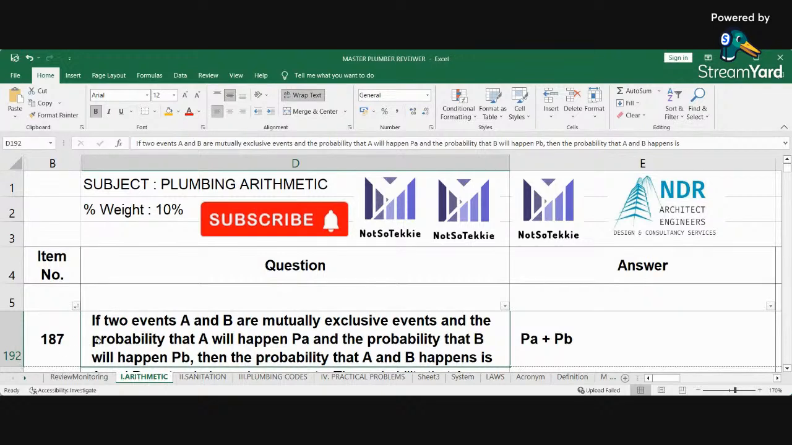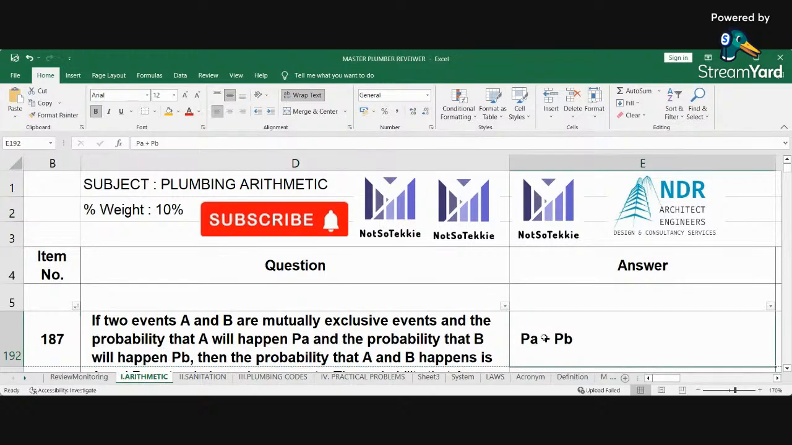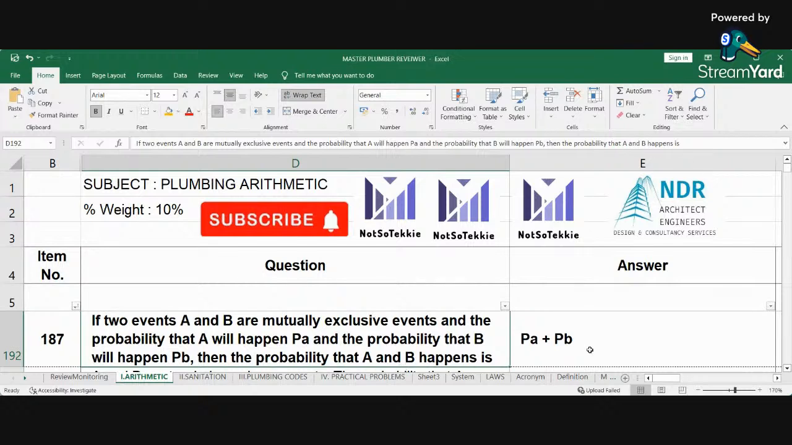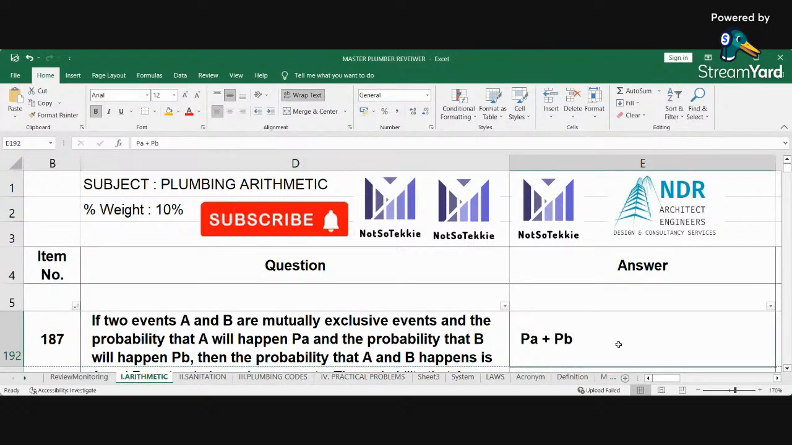If two events, A and B, are mutually exclusive events, and the probability that A will happen is PA, and the probability that B will happen is PB, then the probability that A or B happens is PA plus PB. The answer is PA plus PB.